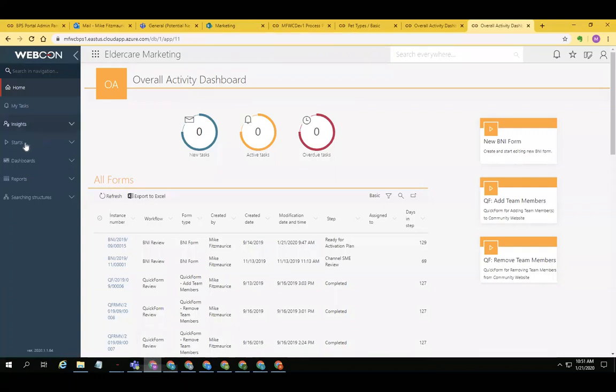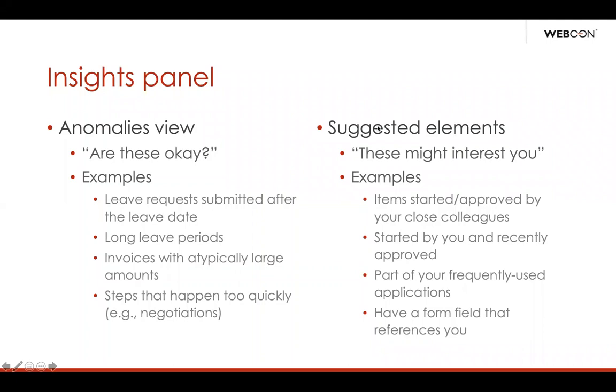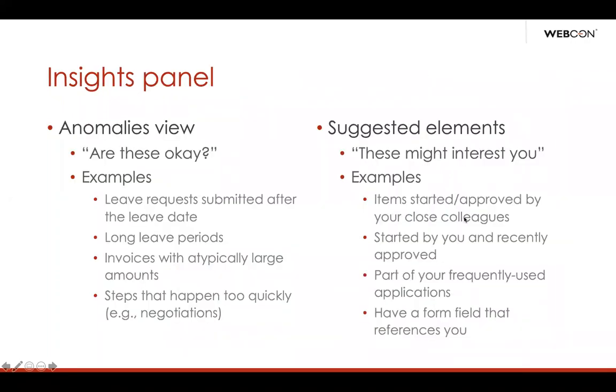There's not a lot of insights here, at least not yet. But there is something I see suggested here. I haven't configured anomalies, or I might not have any, but we have two things that we show you inside of our application portal. One is suggested elements. And the way to think of this is, here are the items that might interest you. For example, whoops, excuse me, let me go back. Items started or approved by your close colleagues, or things started by you and recently approved or recently acted on in any way by other people. Or if it's part of your frequently used applications, or someone out there has an application with a people picker field and they choose you in it. Those things will show up.